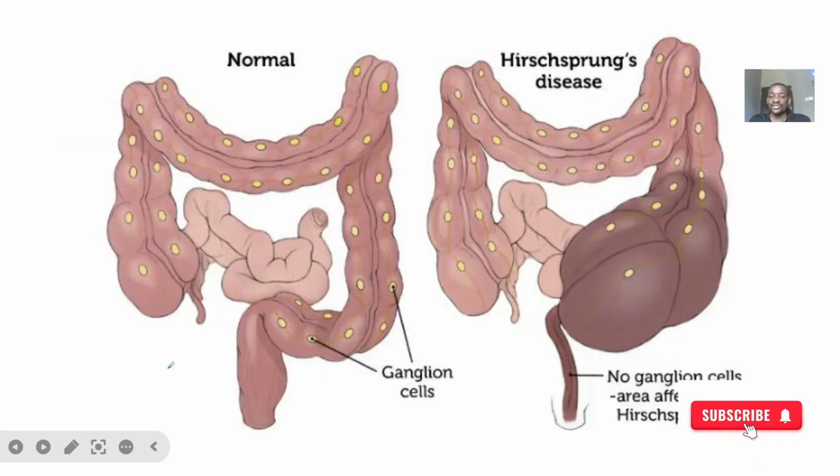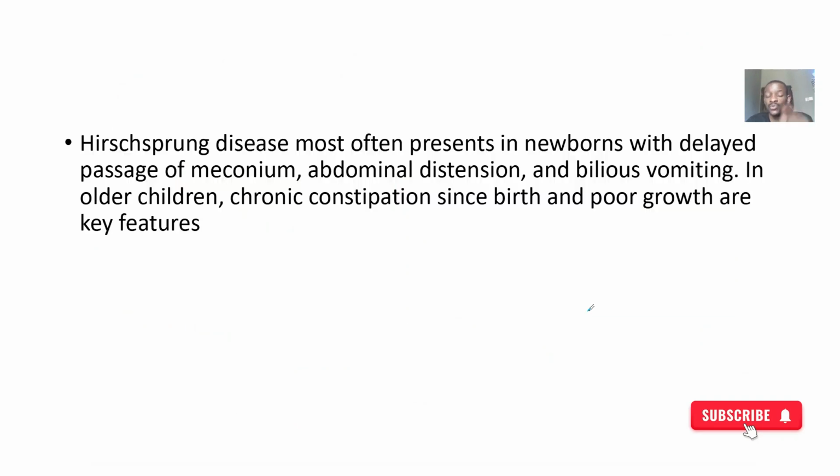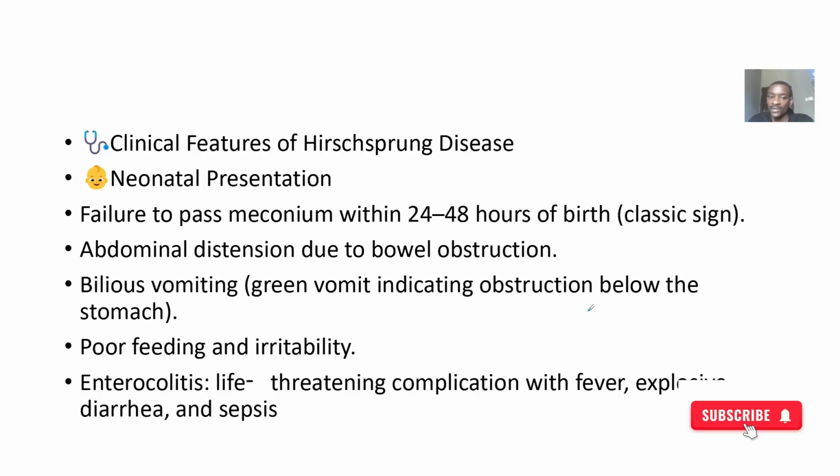So for Hirschsprung's disease, you can see that there's basically an enlargement, so much enlargement of the intestine. All right. So what could be the issues? It's most common in newborns, and the most common issue is a delay in passage of the first stool. So let's look at them in depth.